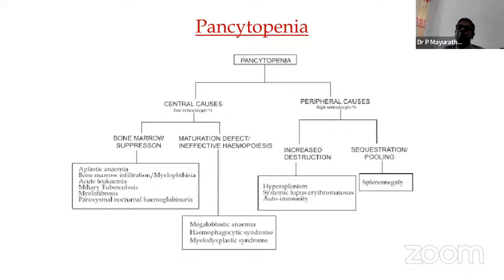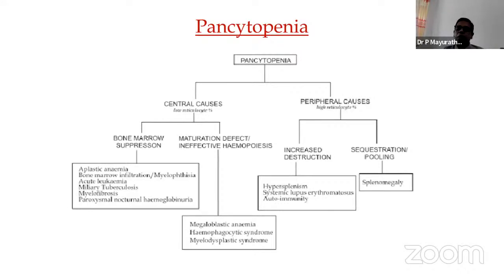So there may be pancytopenias. Pancytopenias can be easily divided into peripheral causes and central causes. It can be very easy in clinical practice, because whenever you see pancytopenia, your next investigation is going to be the reticulocyte count. If the reticulocyte count is high, we know that there is peripheral destruction and the bone marrow is reflectively producing a higher retic count. So it is due to peripheral causes. But in pancytopenia, when the retic count is very low, then we know it is due to central causes.